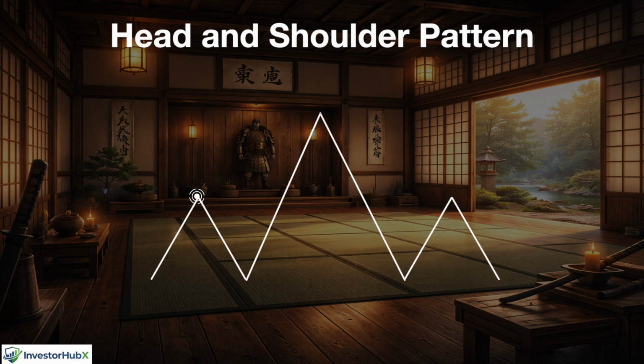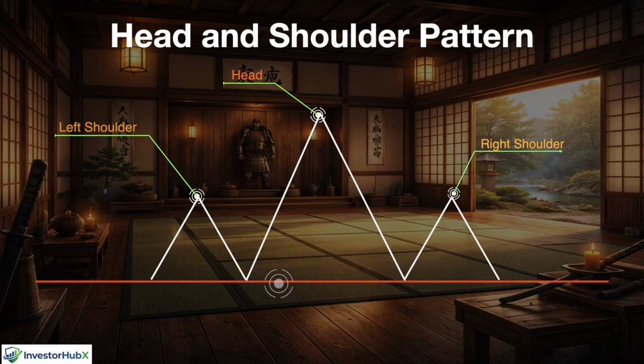This is the head and shoulders pattern. On the left, we have the left shoulder. At the top, we have the head, which forms the highest point of the pattern. On the right, we have the right shoulder, which is usually lower than the head. Connecting the two swing lows forms what we call the neckline. A break below the neckline completes the pattern and signals a potential trend reversal to the downside.